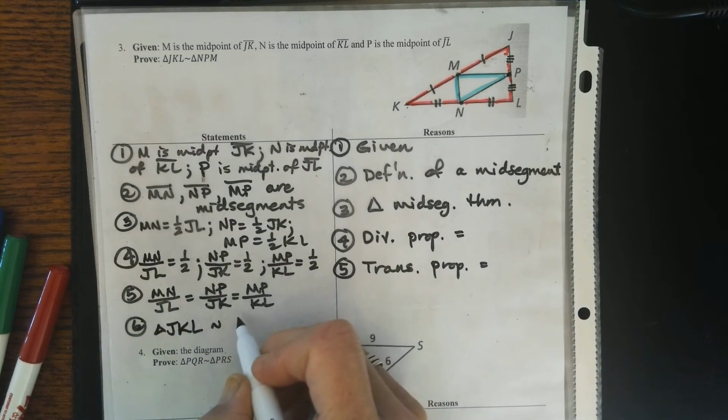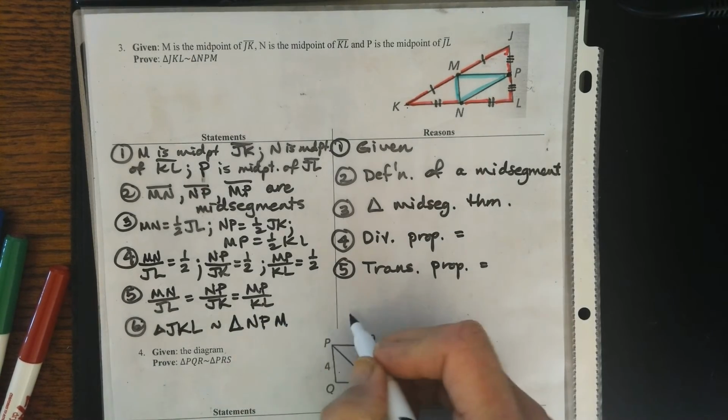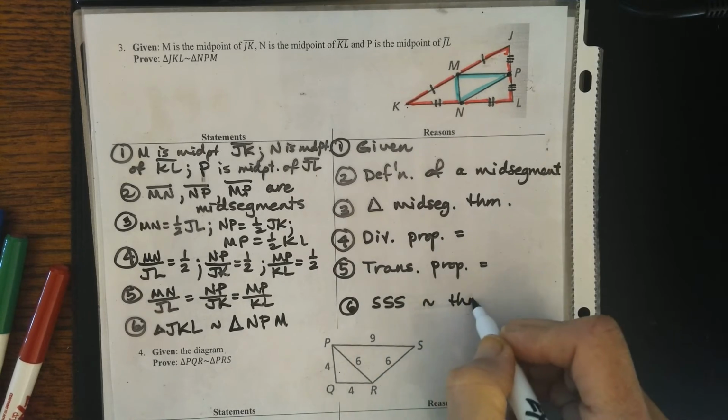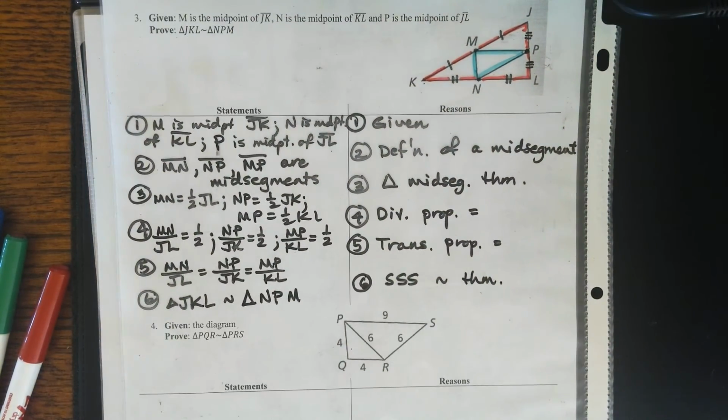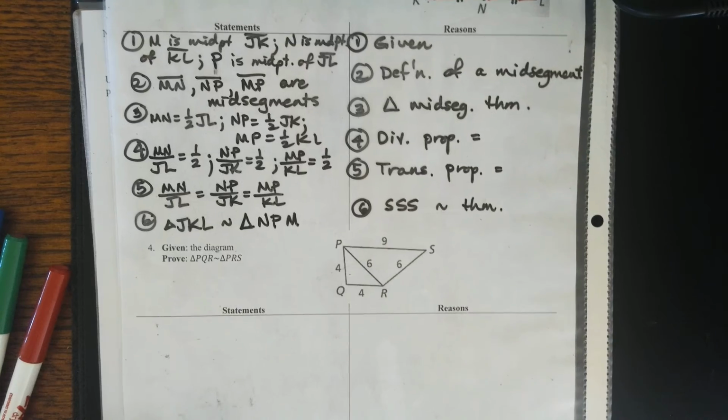This is why I say why. Why can I say they're similar? Because of the SSS similarity theorem. Ta-da! And that's how you use it. That's probably the most involved one we're going to do in this section. And the next one's just a quick 3-stepper. I wanted to make sure we could do those as well. So I'm going to leave that right there.